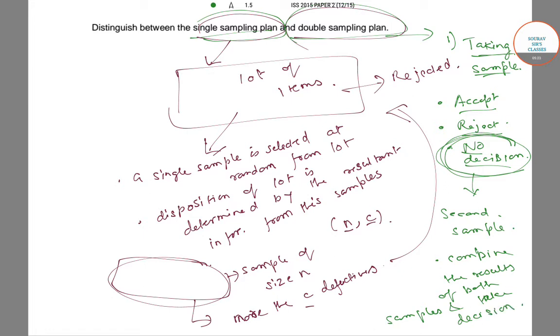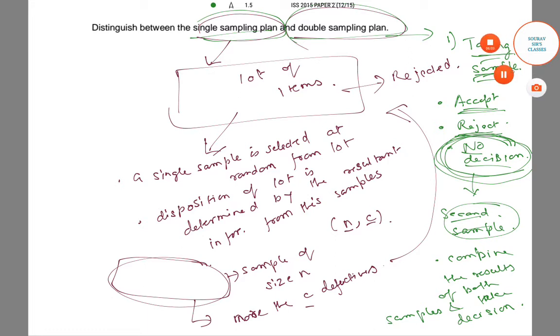So in double sampling plan, it starts similar to the single sampling plan. We take a sample, then we see whether according to this sample the lot is either accepted or rejected. In case it can neither be accepted nor rejected, that is, we cannot come to any decision, we take a second sample, perform the similar thing, and then combine the results from both the samples.